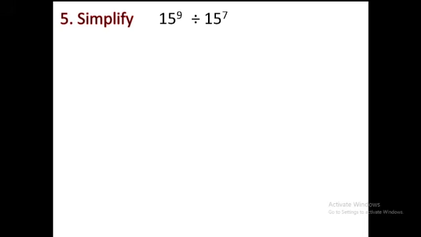Welcome back. So here, of course, the rule says when dividing and the bases are the same, you can see 15 and then 15, just maintain one base and subtract, because here we are dividing, so we need to subtract. So we have 15 exponent 9 minus 7. So 15 exponent 9 minus 7, what would that be? 15 exponent 2. And 15 exponent 2 means 15 times 15. And what would that be?